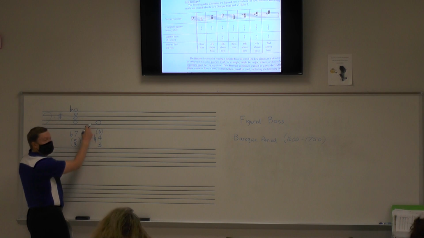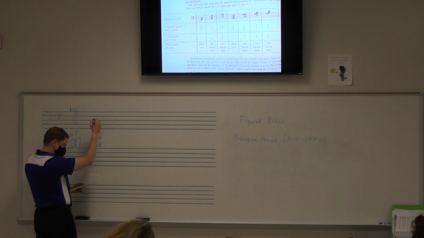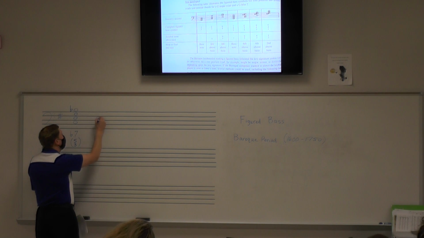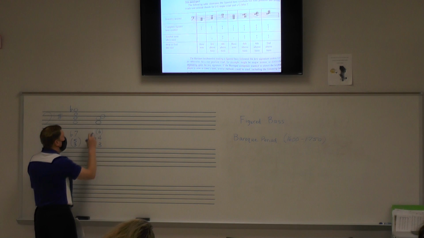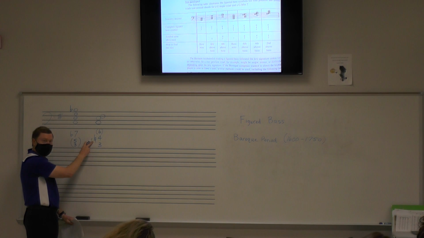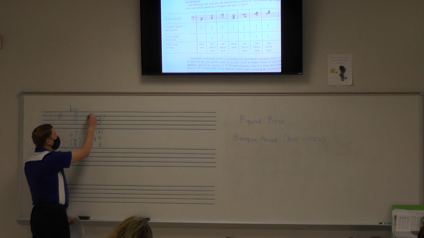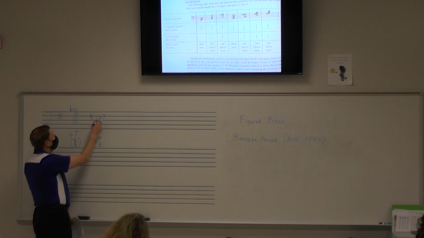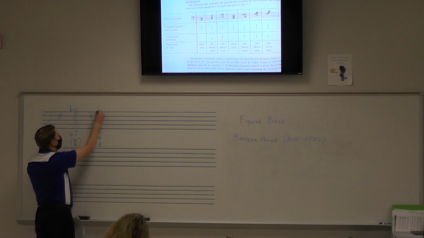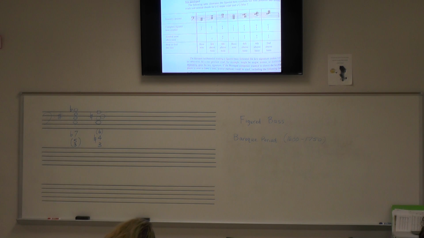A third above a C is an E, right? A fourth above a C is an F. But what does this natural tell me to do? That's right. It tells me to put a natural on the note a fourth above the bass, the F. And then a 6th above the bass looks like it's an A. And there's my final answer.